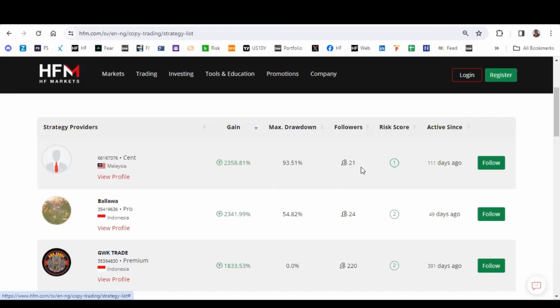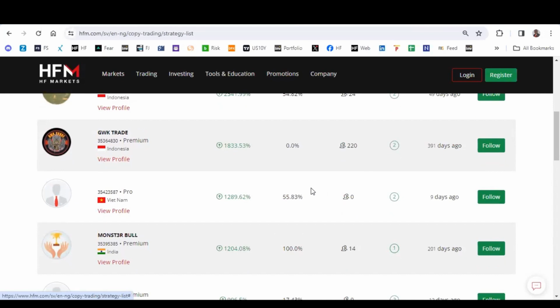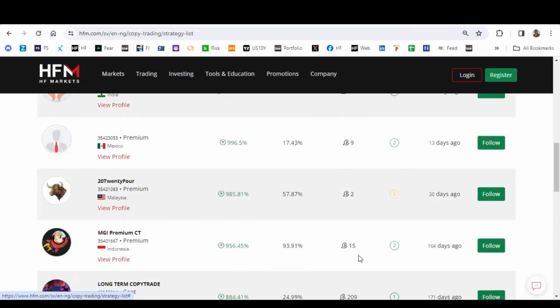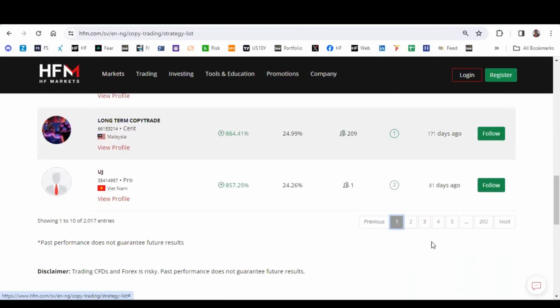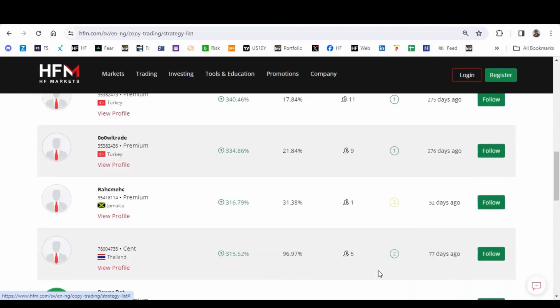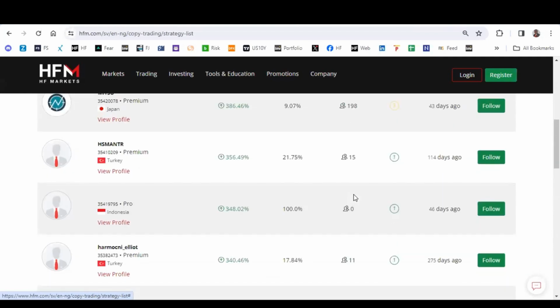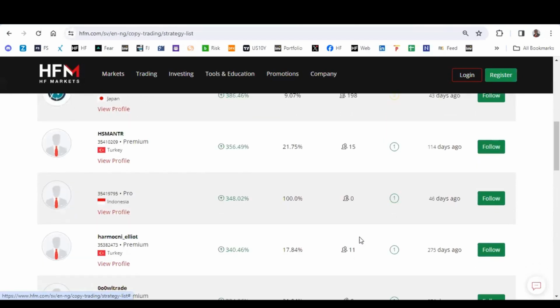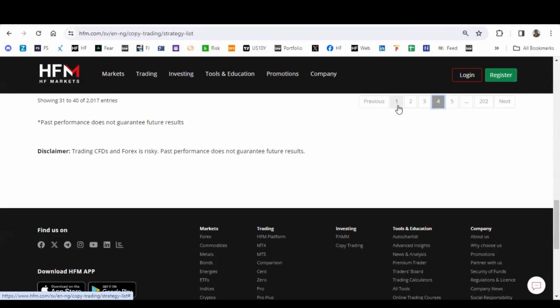This person has about 21 followers. This person has about 220 followers. This person does not have any follower at this particular point in time because he just started a few days ago. The person has 9 followers, 2 followers, and then you can go more and more. It's going to end up at who has 5 followers, and then 11 followers, and then 198 followers. So it depends. Let's go back to the first page and continue.